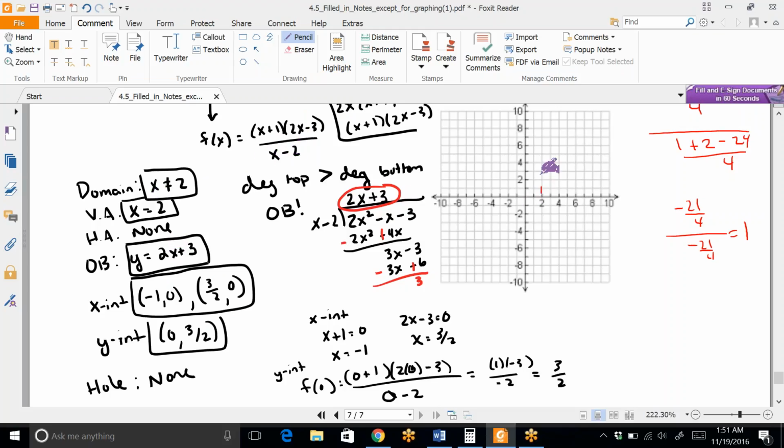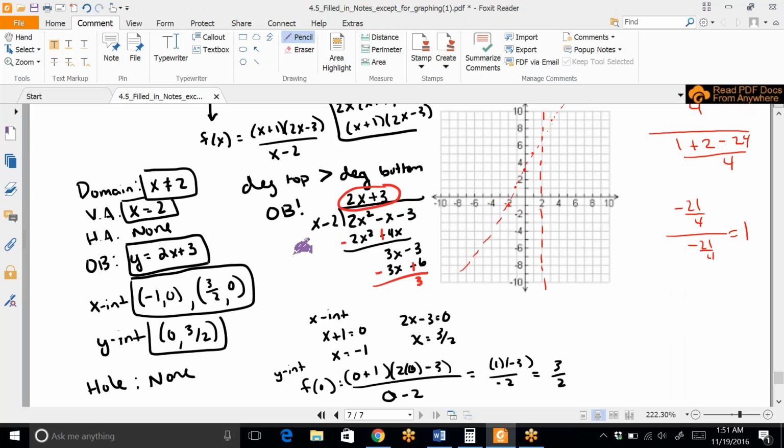So let's plot that on the board. To plot an oblique asymptote, you must plot the y-intercept first. So there's positive 3. And we use the slope, so up 2 over 1, up 2 over 1, up 2 over 1. You could also go down 2, left 1, down 2, left 1. And draw a dashed line the best you can from that.